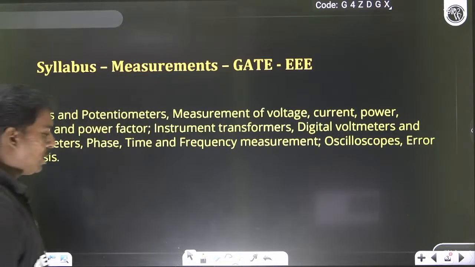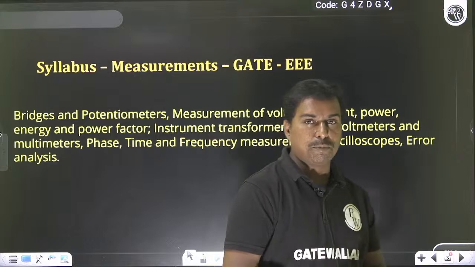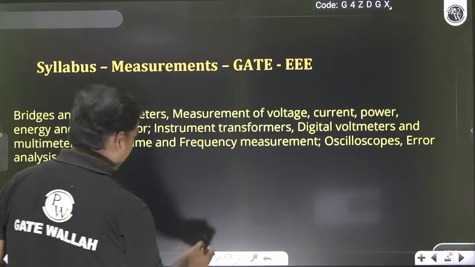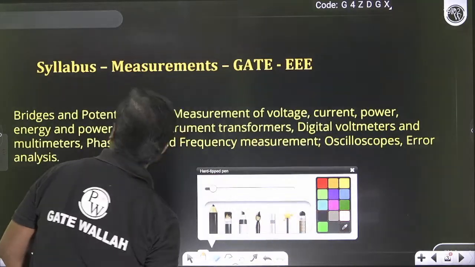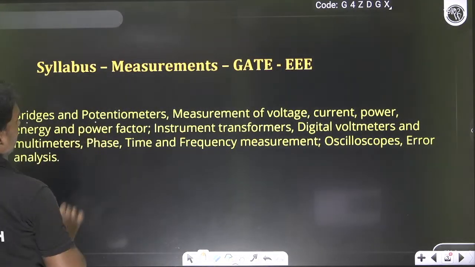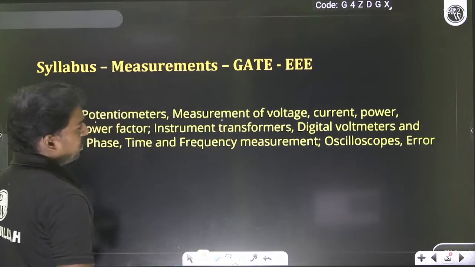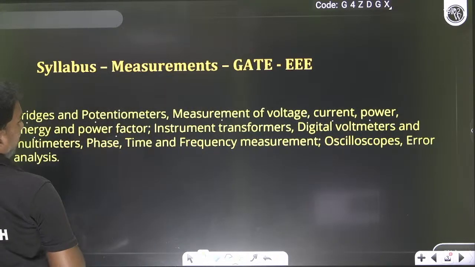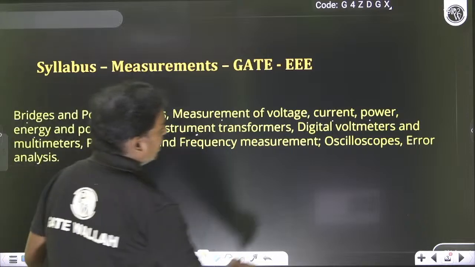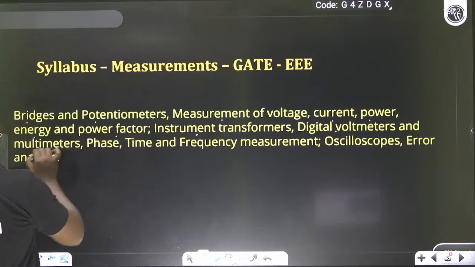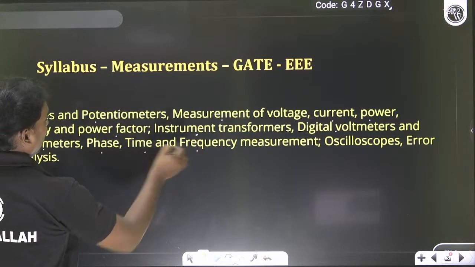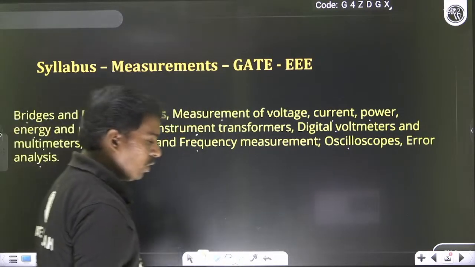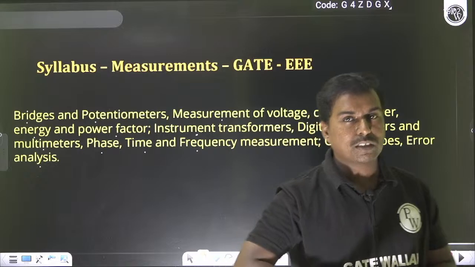Okay, so if you see the syllabus of measurements for the GATE electrical and electronics engineering, and of course for instrumentation students, it is somewhat lengthy and descriptive. So if you see the topics here, these are the topics like bridges, potentiometers, measurement of voltage, current, power, energy and power factor, instrument transformers, digital voltmeters and multimeters, phase, time and frequency measurement, oscilloscopes, error analysis. So maximum these are the topics of the syllabus.